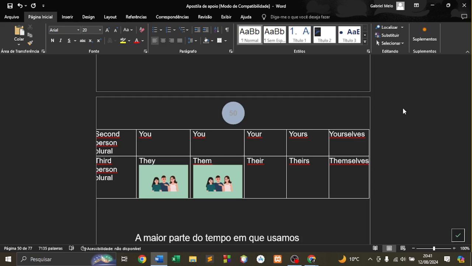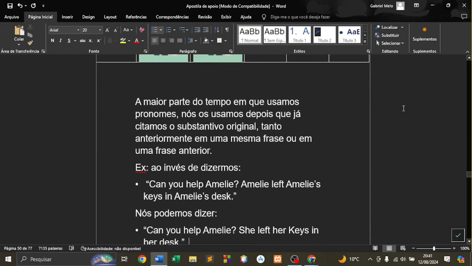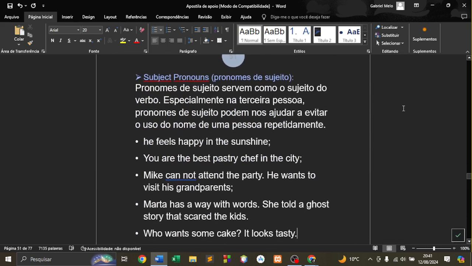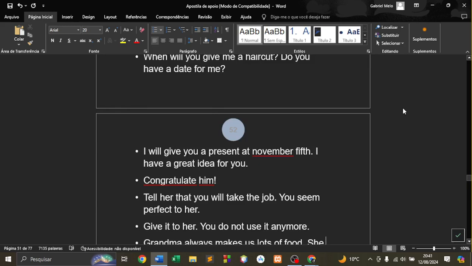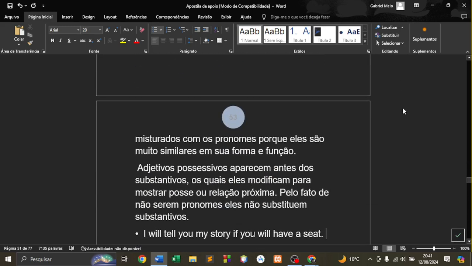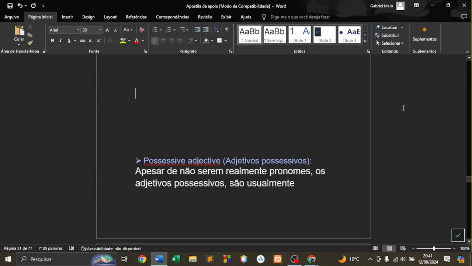And their, these. Eu acho. Exactly. So, let's understand better this difference between them. What is a subject pronoun, my friend? Oh, sorry, not this one. A subject pronoun. No, not the next one. What is a possessive adjective?